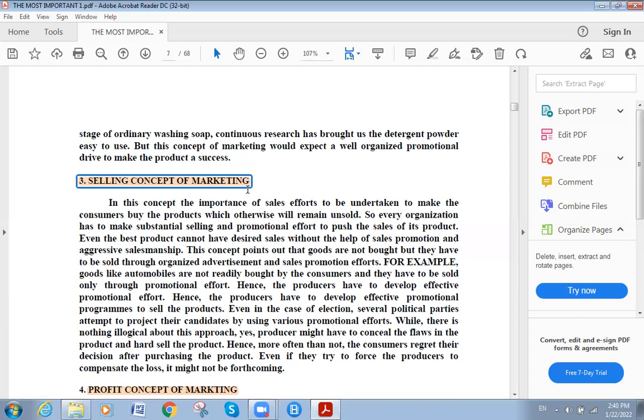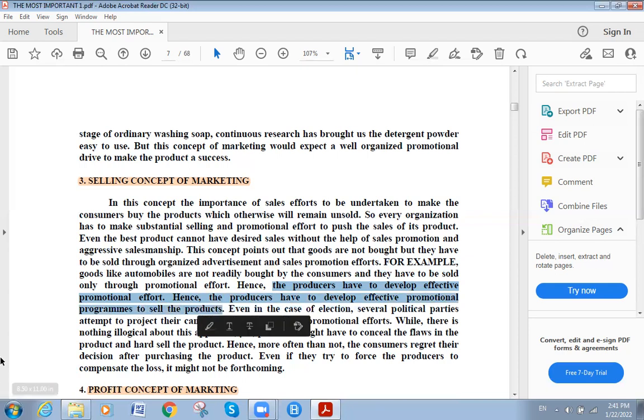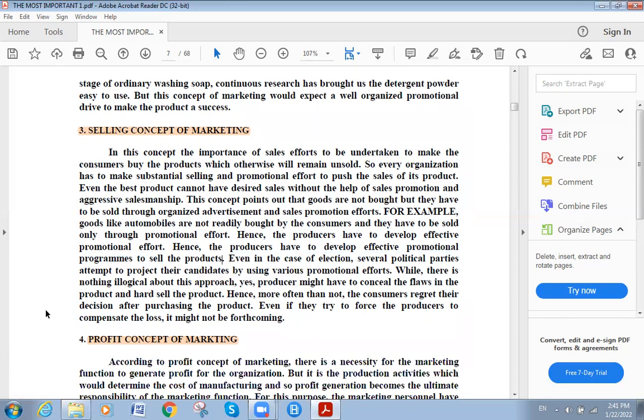So producers started to check why there was a slowdown in the buying process. Here you see, for example, goods like automobiles are not readily bought by consumers, and they have to be sold only through promotional efforts. Hence, the producers have to develop effective promotional programs to sell the products. So they were looking at why it is not sold, why it is not sold, and so on.